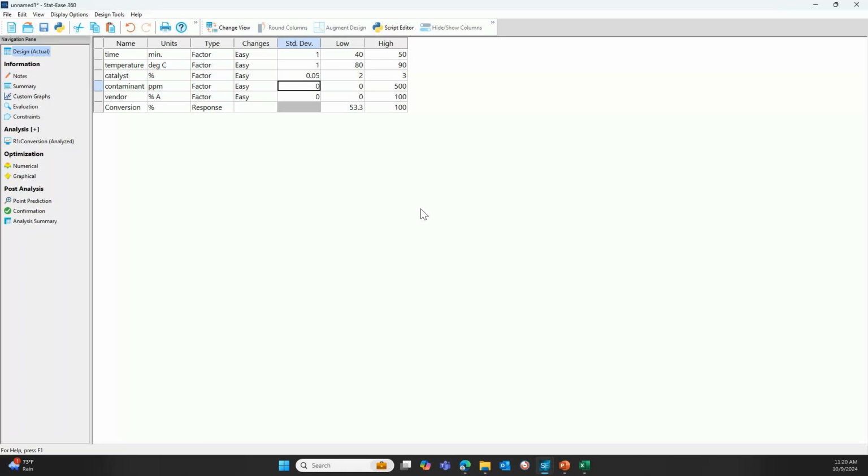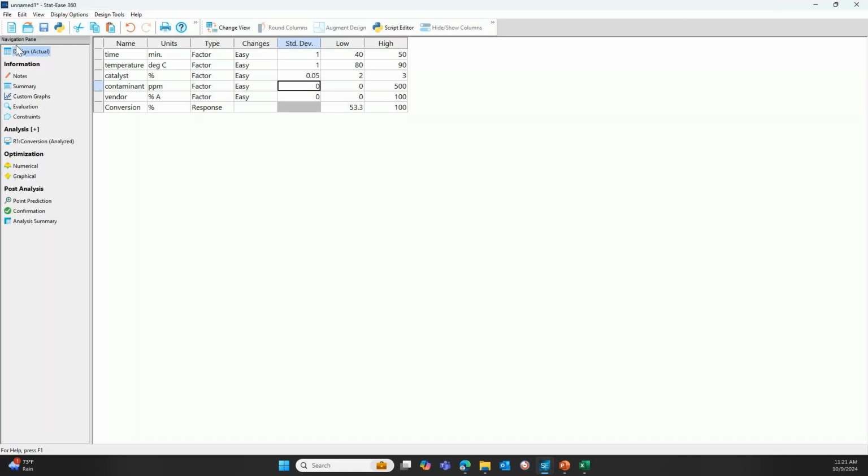Now, for the contaminant, since I already know that I don't want any of it and I will use the filtration system, I'm going to put 0 there because we're going to lock that in at 0. That is in fact the contaminant level we want, so we're going to filter that out. And we're also going to choose catalyst vendor A, so I don't need any standard deviation there because I'm going to choose 100% of A. So really, time, temperature, and catalyst are the only ones I need to make standard deviation estimates for.